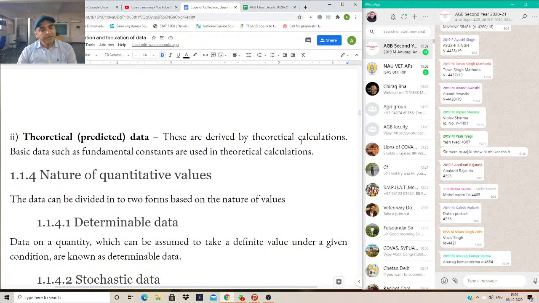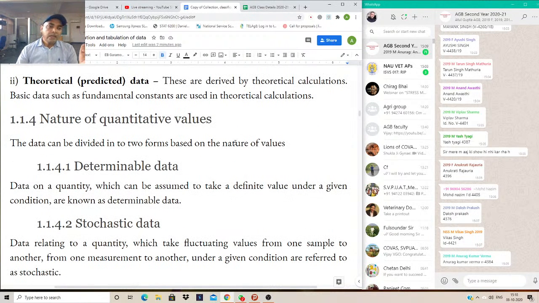Then, what is the theoretical or predictive data? These are derived by theoretical calculations. That is, you have certain parameters available with you, some fundamental constants as well as mathematical operations. Say, for example, the calving interval is equal to the service period plus the gestation period. So if you add all the service periods with the gestation period of the respective animals, you will get data about the calving interval of the animals. So such data is known as theoretical and predictive data. It is predicted from the primary sources.